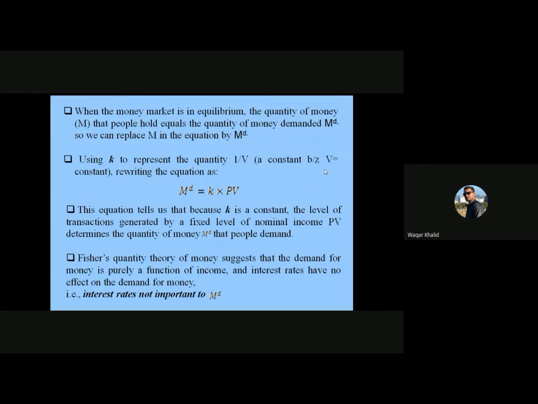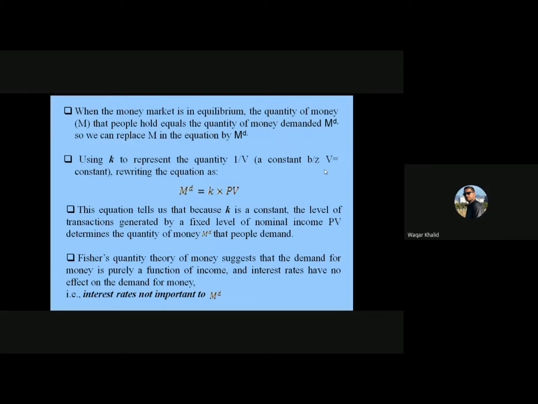So when the money market is in equilibrium, the quantity of money M that people hold equals the quantity of money demanded, MD. So we can replace M in the equation by MD. As you know, if the money market is in equilibrium, money demand is equal to money supply. We can replace M, which is money supply, by MD, which is money demand.